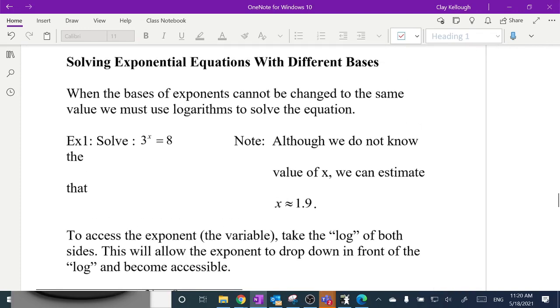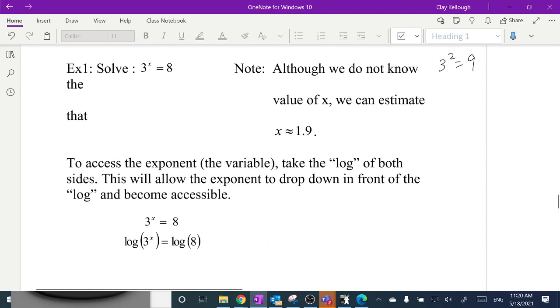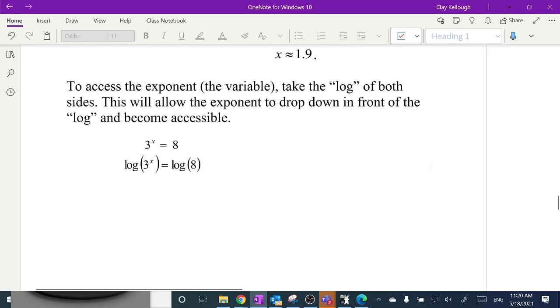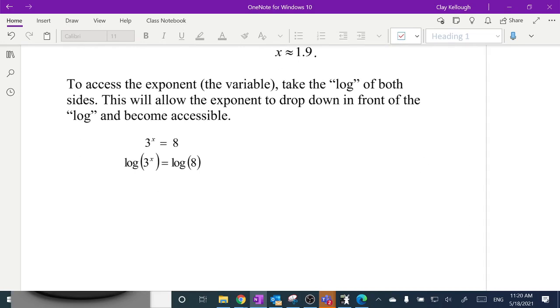So when the bases of exponents cannot be changed into the same base, we must use logarithms to solve the equation. So note, although we do not know the value of x, we can estimate it, right? Because again, 3 to the 1 is 3, 3 to the 2 is 9, so 8 is closer to 9, so we'll estimate it's around 1.9, right? So that's how we get an estimate, but to actually get a more accurate answer, we take the logarithm of both sides, the way I just showed you.